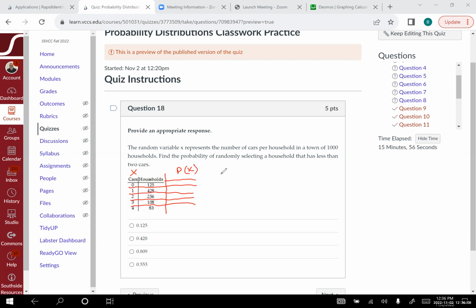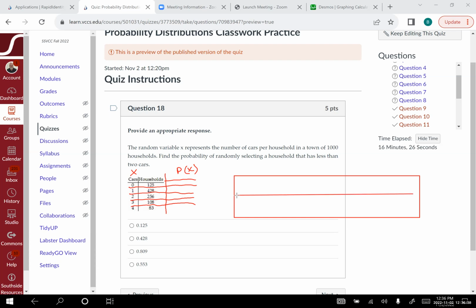And so we need to do that first. That's just absolutely horrible looking, isn't it? I'm going to redraw it while you're working. So find the probability of a household having 0 cars. And then find the probability of a household having 1 car, and so on, all the way through. A little tedious, I know, but math can be tedious. So what do we have? 5 outcomes.